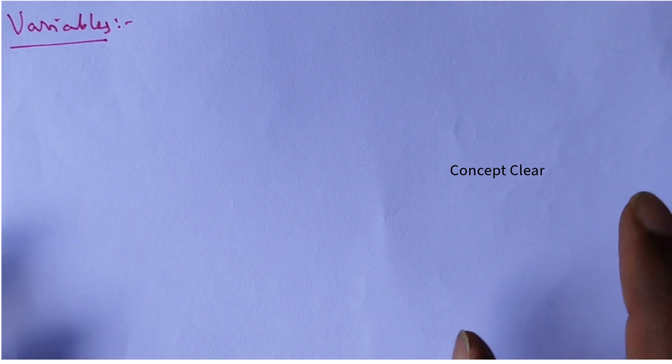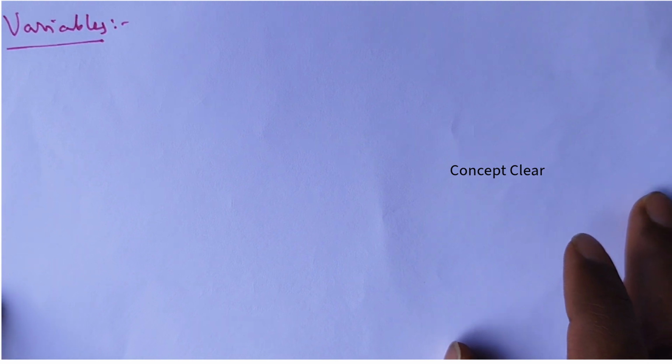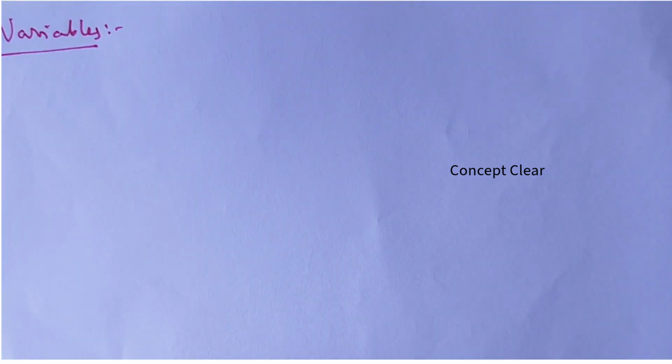In today's class, we will discuss variables in C language. What is the meaning of variable? A variable is a name of the memory location.